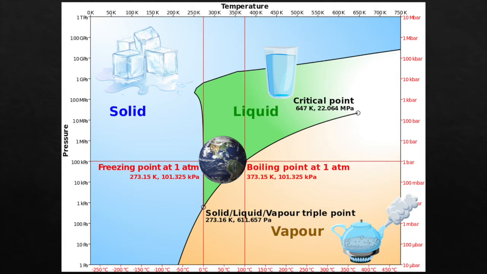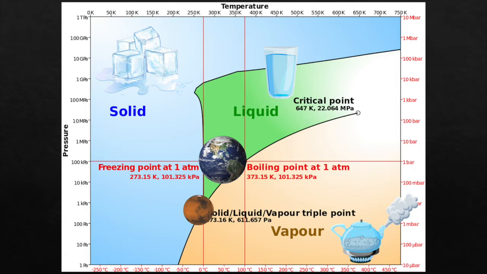So Earth sits somewhere here. We've got an atmosphere keeping the pressure in, keeping our water mostly in the liquid form, but when we get too cold, it turns into a solid, and when we get too hot, it turns into a vapor or a gas. So Mars is colder than Earth, and it has a little atmosphere.